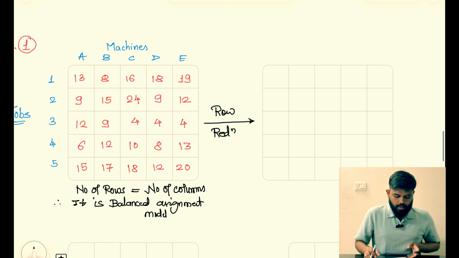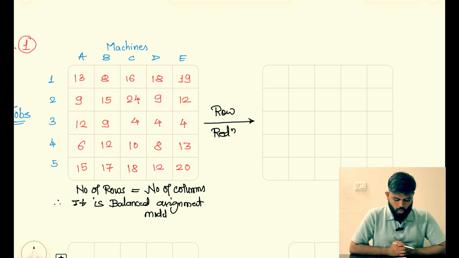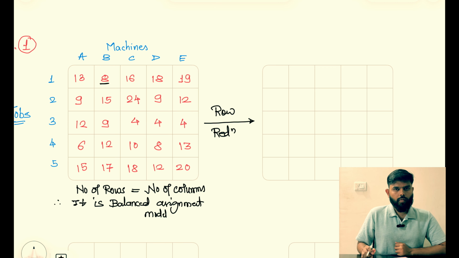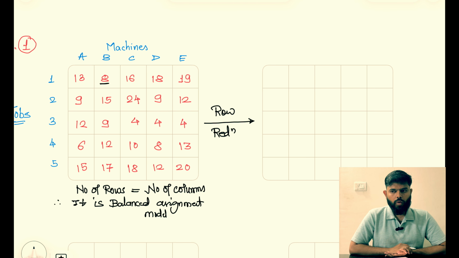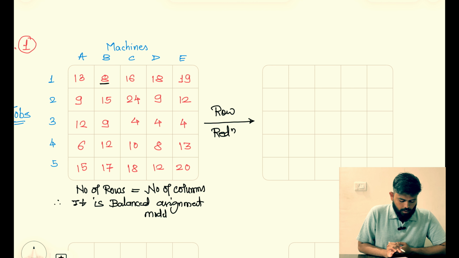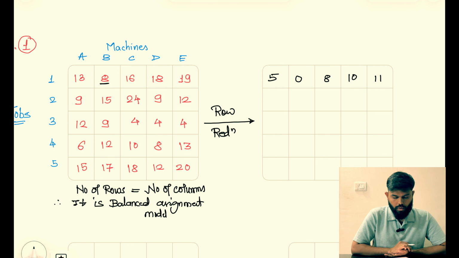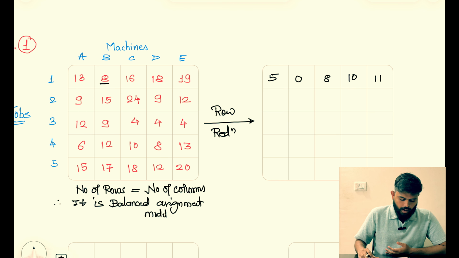Now listen carefully. What exactly do we mean by row reduction? In the first row, we have 5 cell values: 13, 8, 16, 18, 19. Row reduction means that we have to select the minimum value from the row. In the first row, the minimum value is 8, and we need to subtract this minimum value from all the cell values of row 1. Let me repeat it once again. For row reduction of the first row, we select the minimum value in that row and subtract it from all the cell values. So in the first cell we get 13 minus 8, that is 5. In the second cell, 8 minus 8, that is 0. 16 minus 8 is 8, 18 minus 8 is 10, and 19 minus 8 is 11. So the row reduction of the first row is done. Now let us move towards the next row. In the next row, we have 9 as the minimum value.